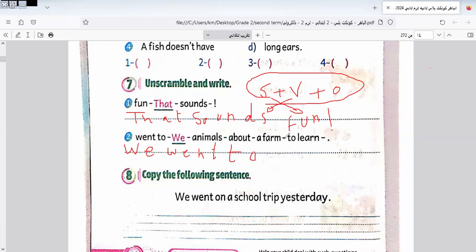We went to a farm. We went to a farm to learn animals. To learn animals, okay? And I put a full stop at the end of the sentence, okay? Let's go to another one here.